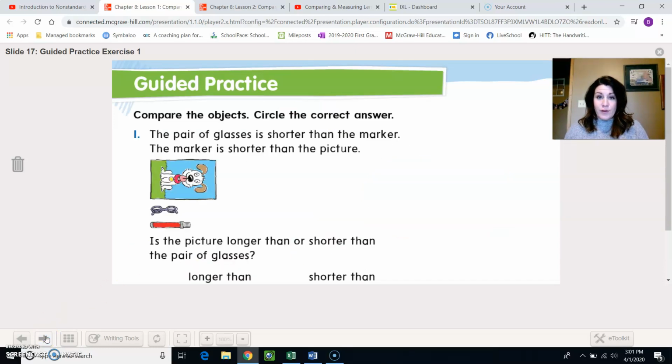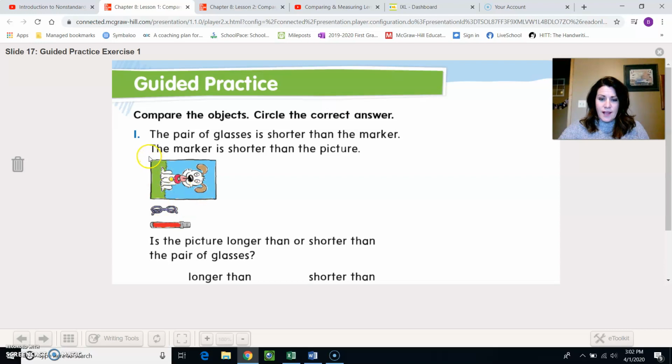So here we have three objects. We have a picture of a dog, glasses, and a marker. The picture of the dog is longer than the glasses, and the glasses are of course shorter than the marker. The marker is shorter than the picture. So is this picture longer or shorter than the pair of glasses? It's definitely that picture is longer.